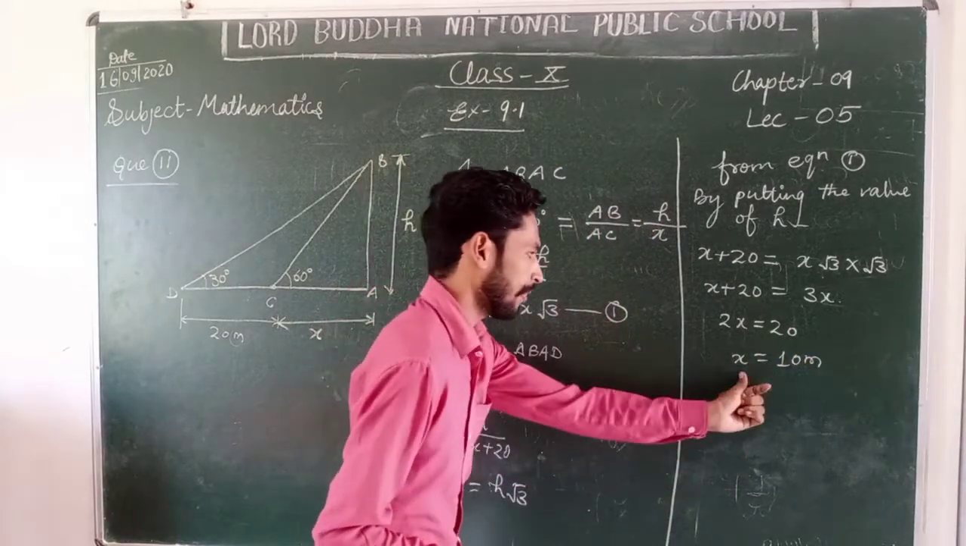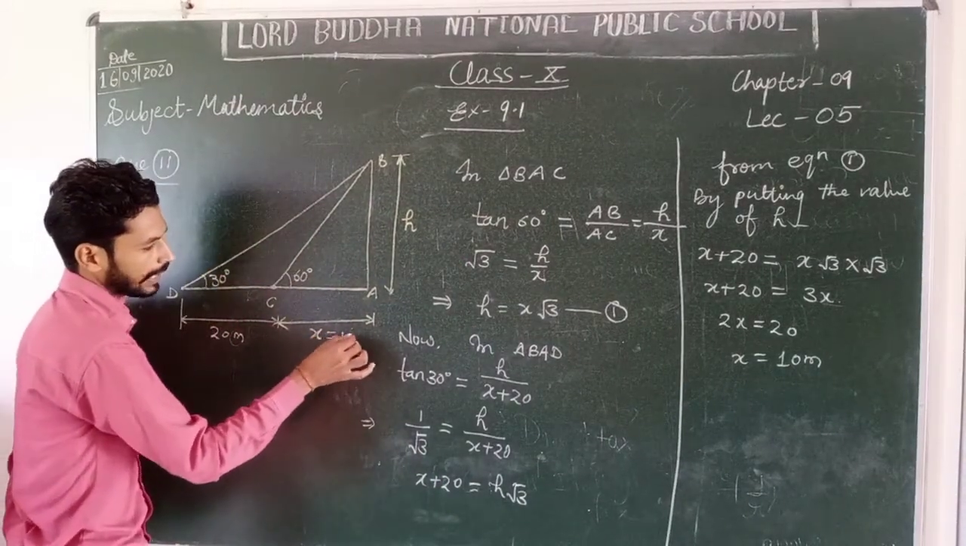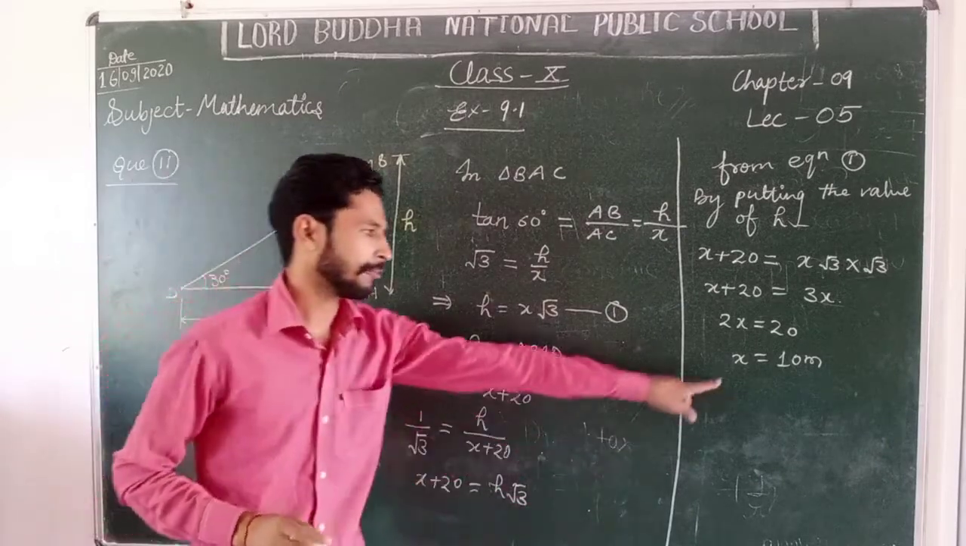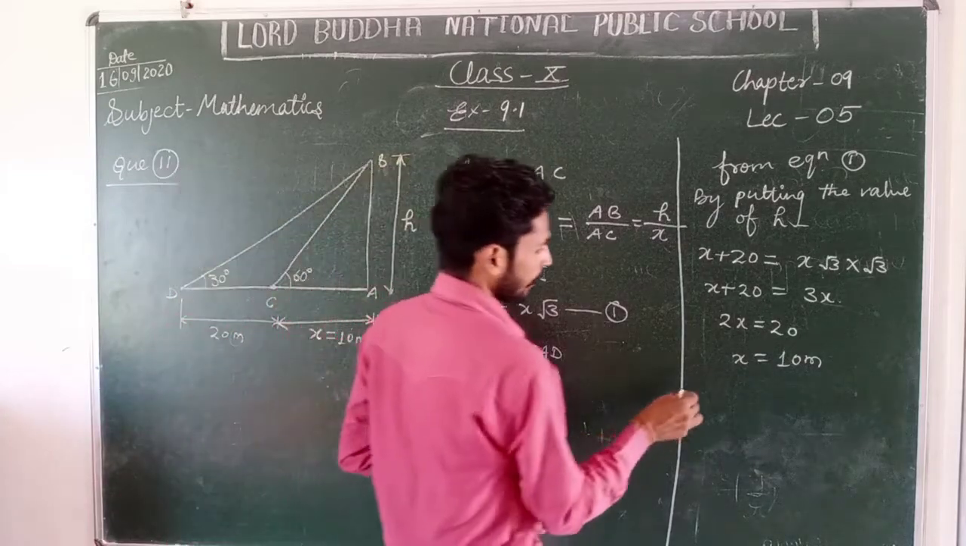At the value of x equal to 10 meters, that is the canal is 10 meters wide. That is the width of the canal. That is the first answer. And what is the height of the tower, the TV tower?